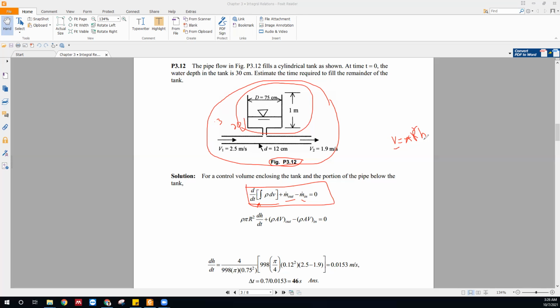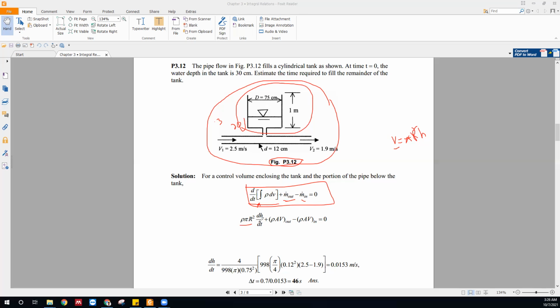If we put V equals pi r square h, and rho is constant, there is no change in rho with time, so rho and pi r square come out. So rho pi r square multiplied by dh/dt plus, we can also replace m out equals rho A V out, minus rho A V in, equals 0. The net amount of fluid is 0.